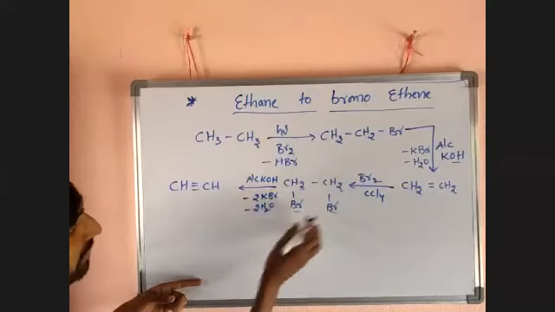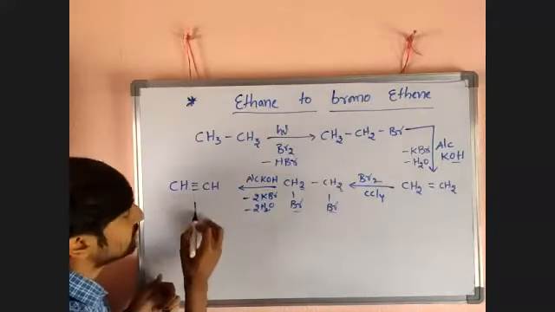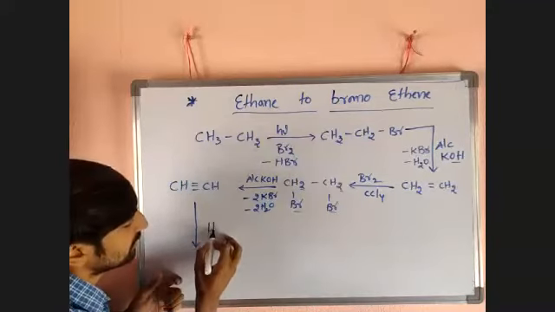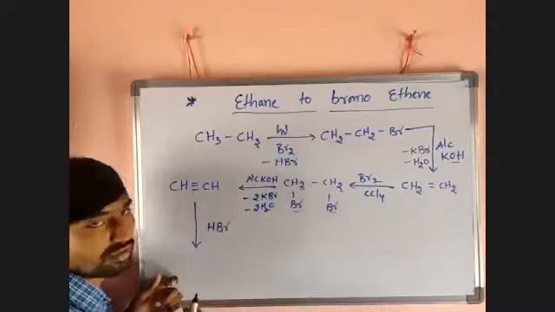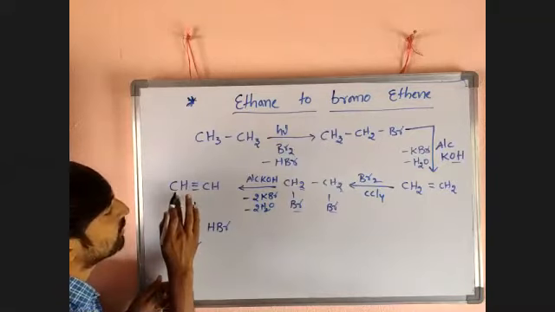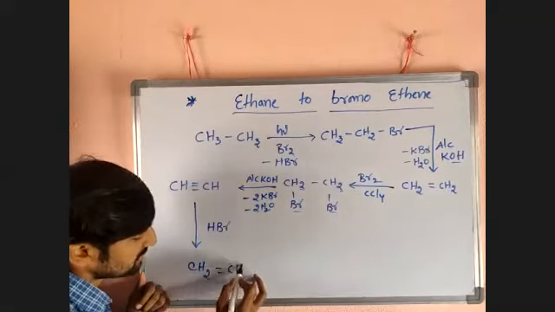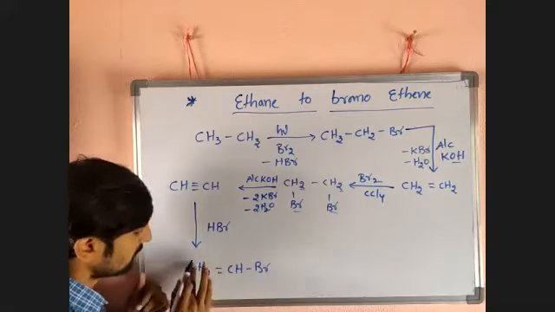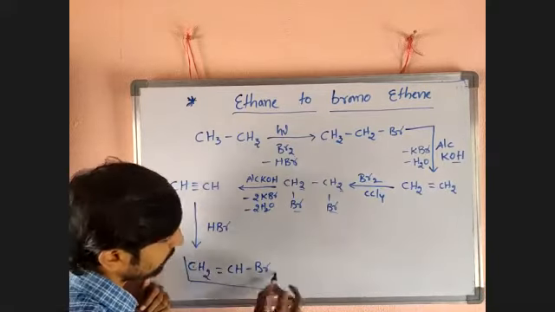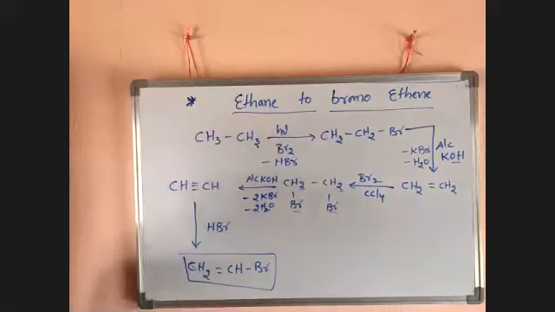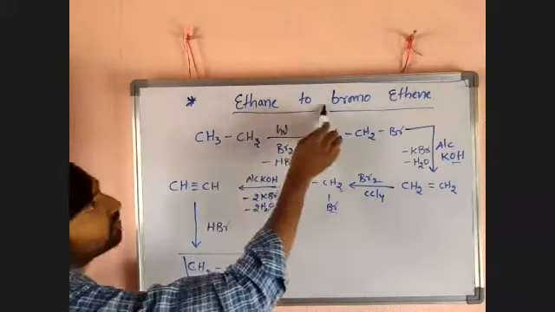K will get Br. Now this CH≡CH will react with HBr. Now how to clear that bond? Add one H here, one Br here. Then you will get CH2=CH–Br. That is our product, bromoethene. So ethane to bromoethene.